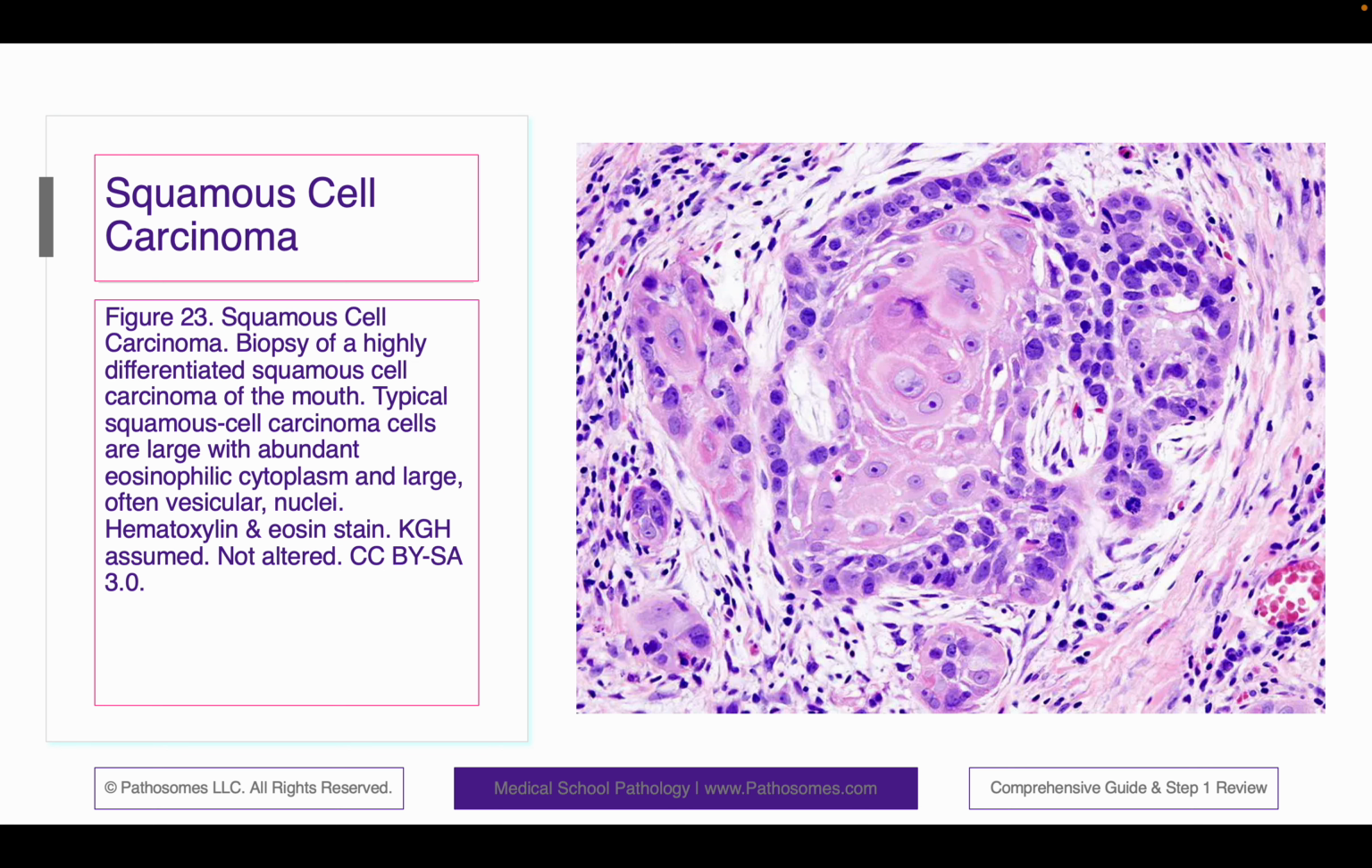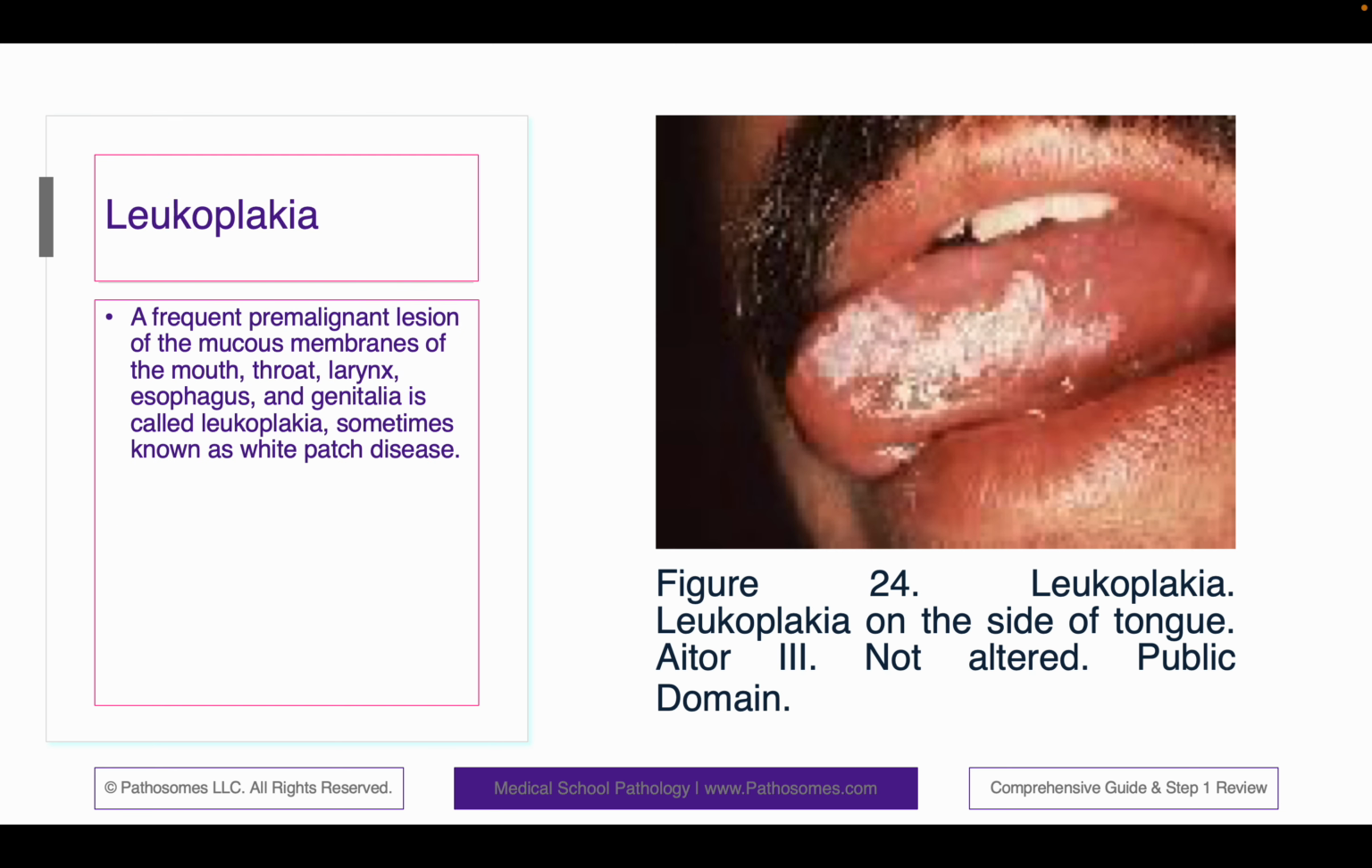This is squamous cell carcinoma. Highly likely that you might see this, right? This is fair game. Now let's talk about that precancerous lesion, leukoplakia.